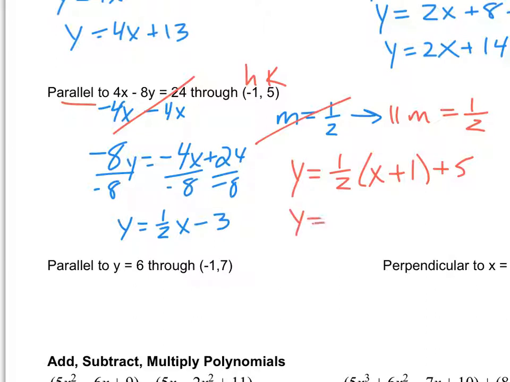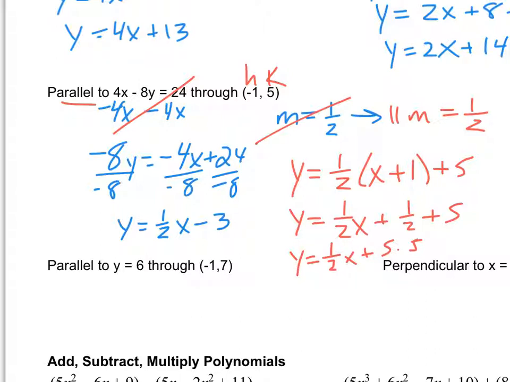OMG, it's going to be a fraction. That's okay. 1/2 x plus 1/2. And I'm just going to write this as a decimal. So 1/2 x plus 5.5. But you know me, I'm not going to give you one like that on the test.